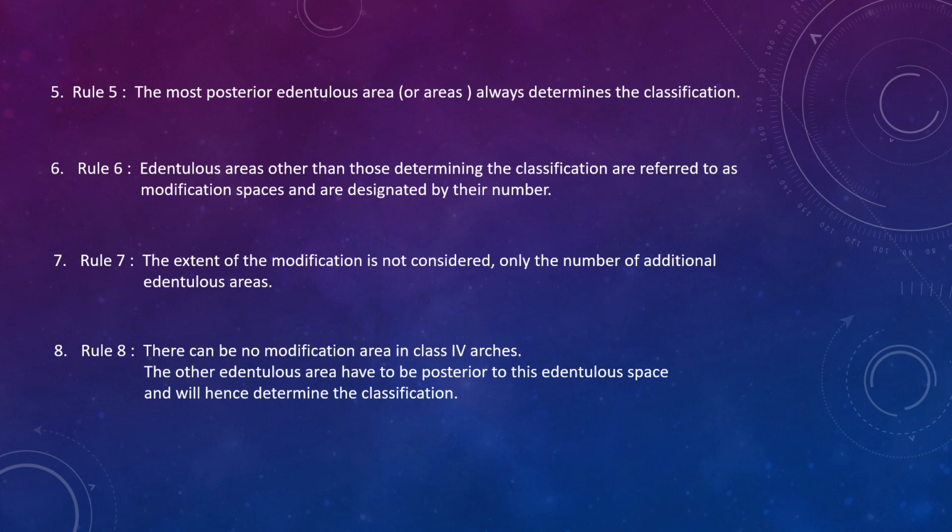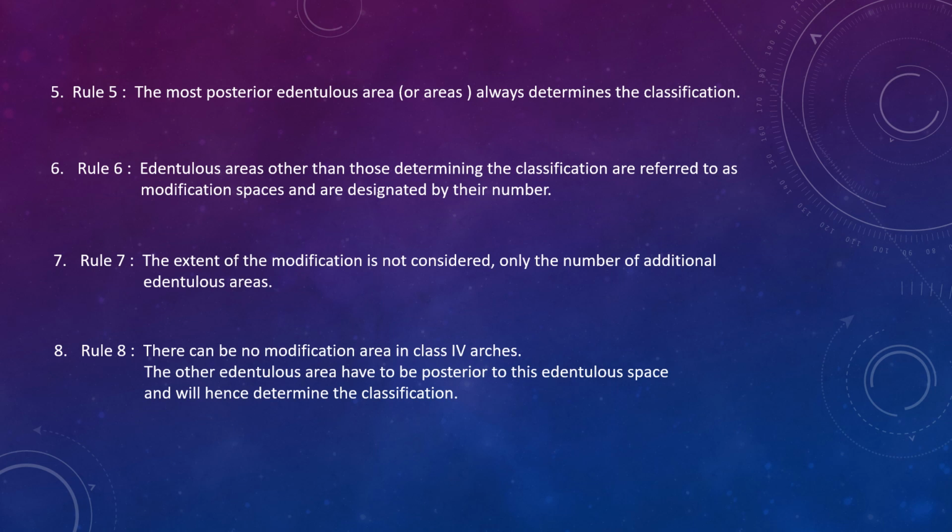That means, as we said in rule 5, the most posterior edentulous area determines the classification, and other edentulous areas are considered as modification spaces. That means if one space is missing other than the most posterior edentulous area, then it is said to be modification 1, and if two edentulous spaces are present other than the most posterior edentulous area, then it is called modification 2, and so on.